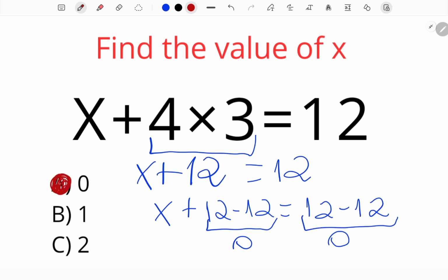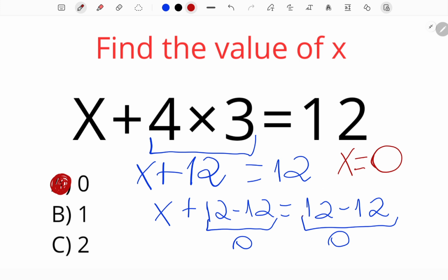Let's recap what we've done so far. First, we identified the part of the equation that involved multiplication and solved that part by substituting the result into the original equation. Then, we isolated the variable x by subtracting the same number from both sides of the equation. Finally, we found that x equals 0. Therefore, the solution to the equation x plus 4 times 3 equals 12 is x equals 0.